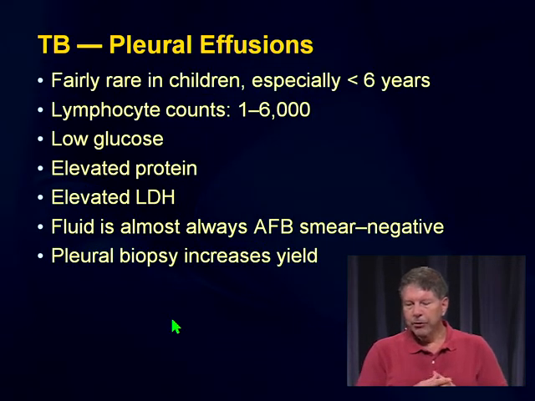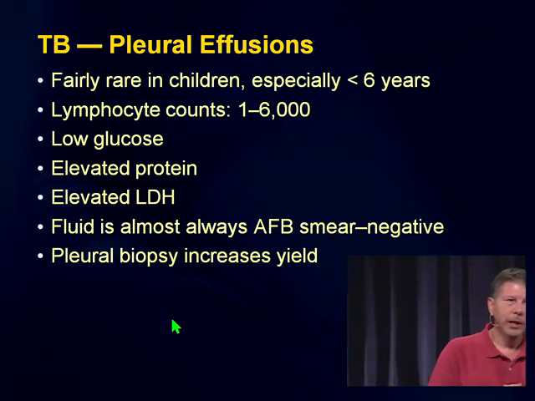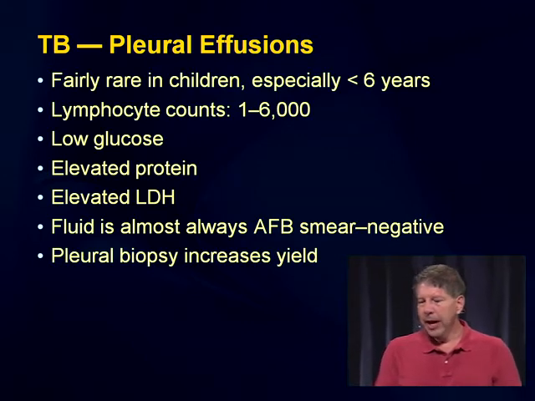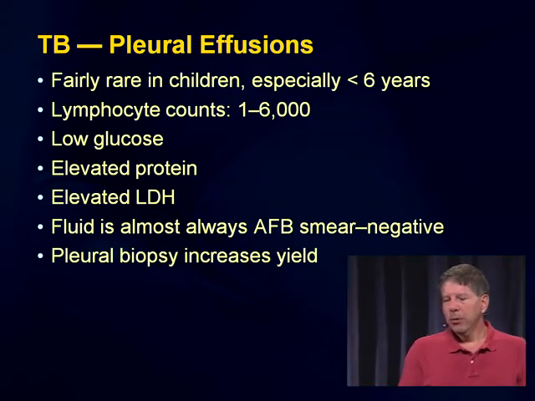Pleural effusions are pretty rare in kids, especially those under 6, but they can occur particularly in the adolescent. So the adolescent may have an effusion to help you figure out something weird is going on here. If you tap these, you'll see lymphocytes. The glucose is low, the protein is high. Okay, glucose is low, protein's high. The key here is that the AFB fluid is going to be smear negative. So you do a smear, they say AFB is negative, and you go, oh, okay, well, you expect that.